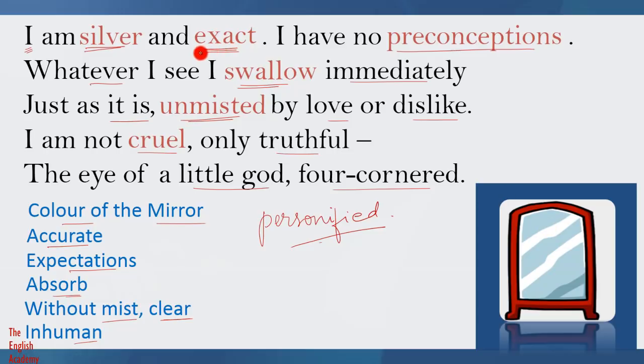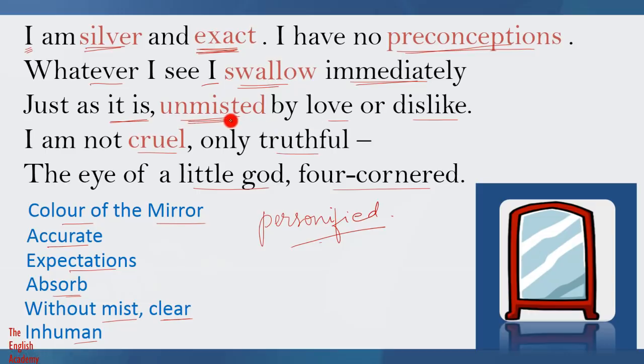And then the mirror says, I am very accurate. I am very precise. Whatever comes in front of me, I reflect it as it is. Then the mirror says, I have no preconceptions. The mirror says, I have no expectations from anyone. So the mirror wants to say that it treats everyone the same. Then it says, whatever I see, I swallow immediately. Now the mirror wants to say that whatever object appears in front of the mirror, it takes in that image in it. And then the mirror says, just as it is. It says that just like the object appears to be, similarly the mirror reflects it back.